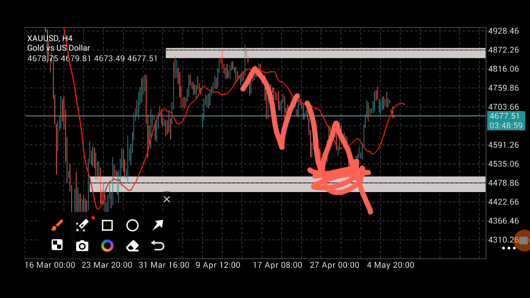After giving us an equal low, the market went back up and broke this previous high according to market structure. When the market breaks a previous high and then comes back for a retest, market structure has changed from selling to buying. The same principle applies to the selling scenario, right?